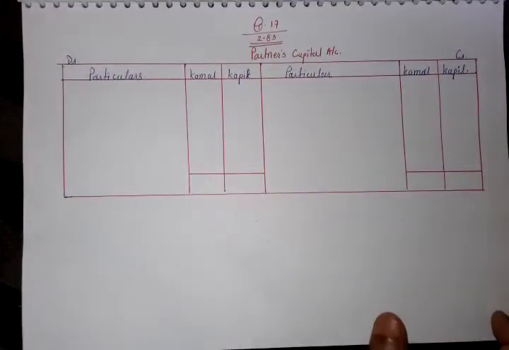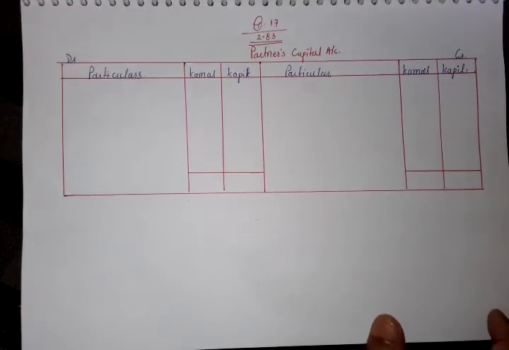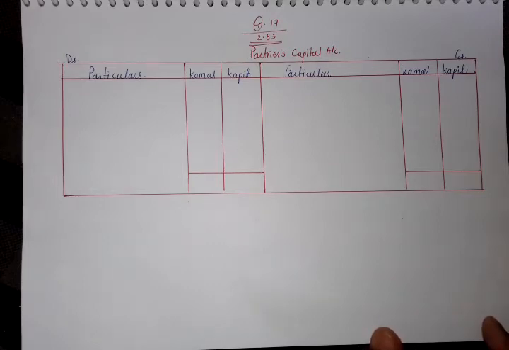Now the second question is question number 17. Question 17 says: Kamal and Kapil are partners having fixed capital of 5 lakh rupees each. On 31st March 2018, Kamal introduced further capital of 1 lakh rupees on 1st October, and Kapil withdrew 1 lakh rupees on 1st October 2018. Interest on capital is to be allowed at 10% per annum. The firm earned a profit of 6 lakh rupees for the year ended 2019. Pass the journal entry for interest on capital and prepare the profit and loss appropriation account.